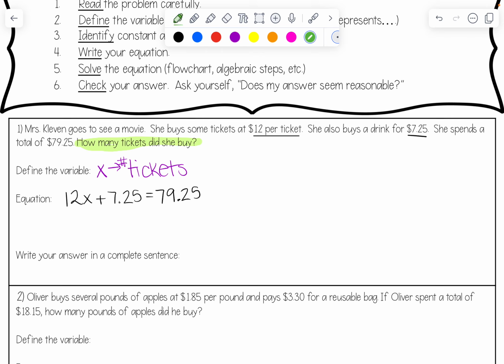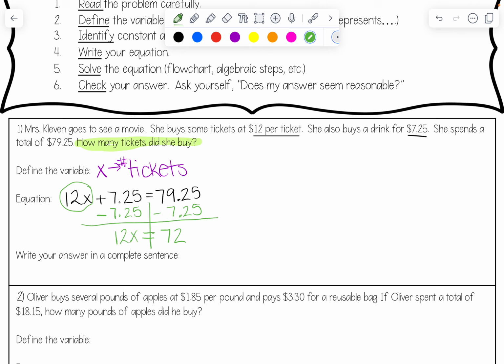Then to go about solving it, we're going to use our strategies. Right now, my variable is linked with that 12. I can't really touch it until I zero out this plus 7.25. So to undo that, I'm going to subtract 7.25. When I do that, I'm going to end up with 72 on the right-hand side, and on the left, I have 12x equals 72.